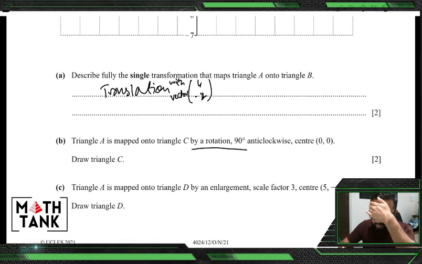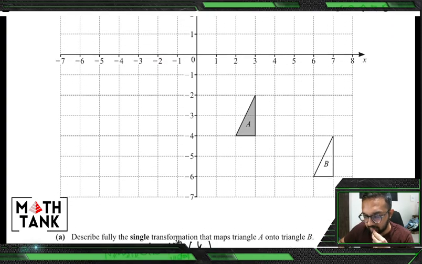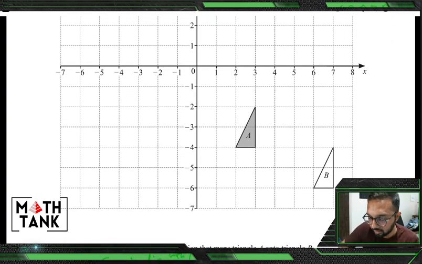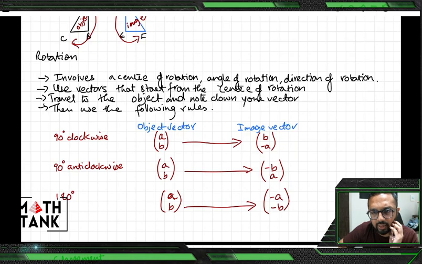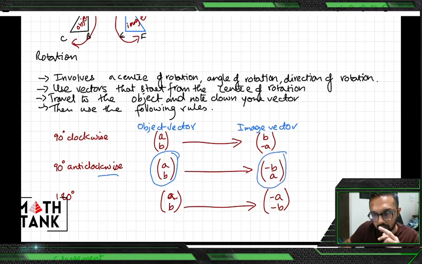Then this triangle A is mapped onto triangle C by a 90 degrees anti-clockwise rotation about 0, 0. Since I haven't done any other question on rotation, I'm going to give a little more time to this. So remember, for a 90 degrees anti-clockwise rotation, you write your vector and then you switch the x and y coordinates, and you put a negative sign with the one on the top. If it's already negative, then it becomes plus and so on. So that's what I'm going to do in these questions as well.